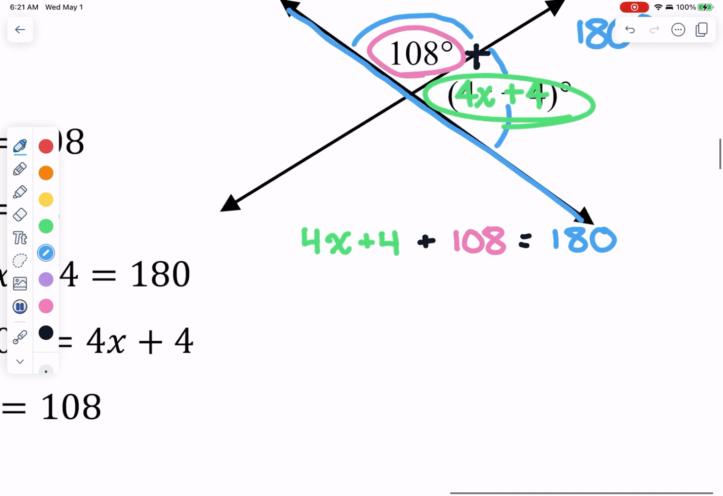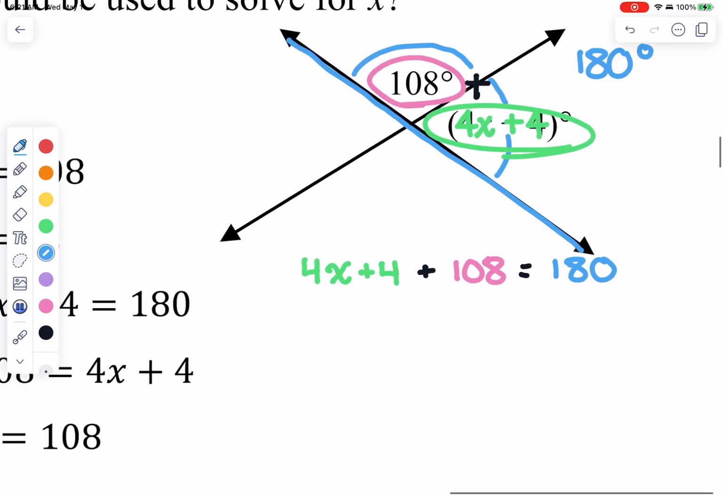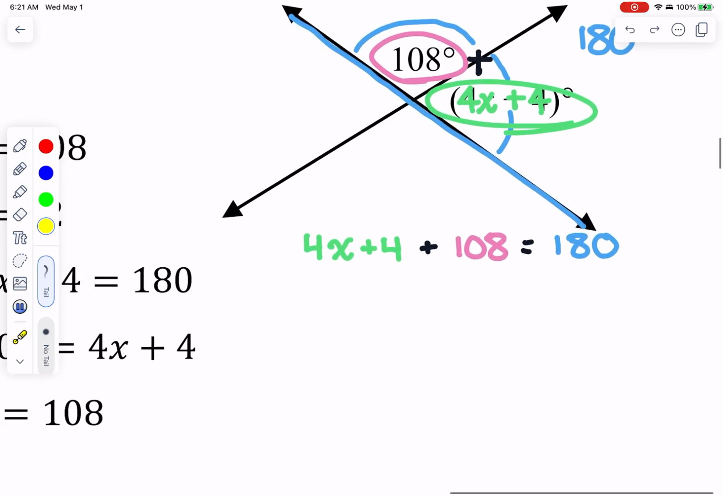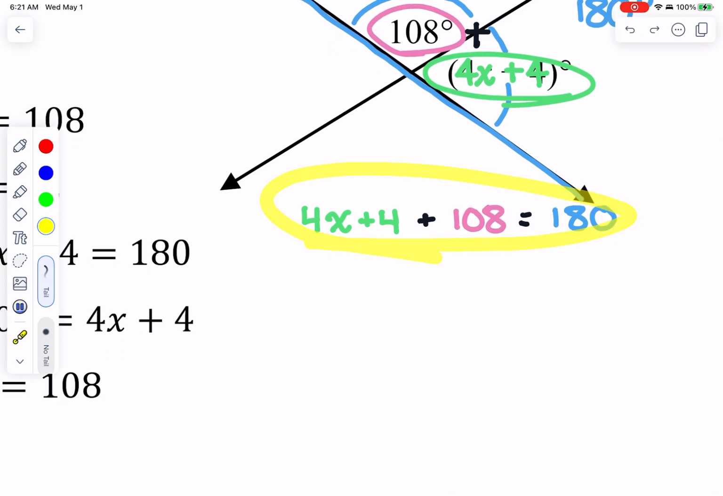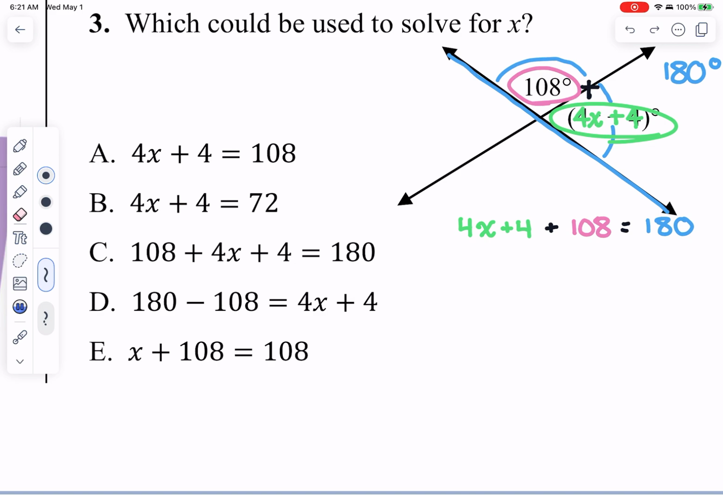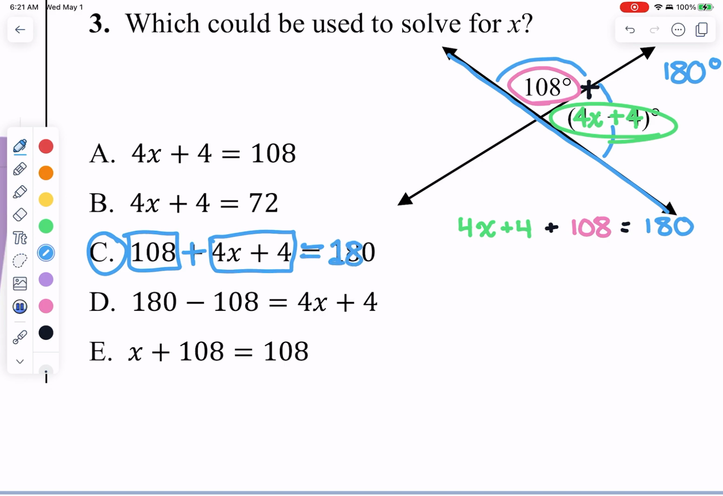All right, one more time. This angle plus this angle, together they make up this straight line, which means that they add up: 108 plus 4x plus 4 equals 180. That's what we have down here for our equation. Right off the bat, I know that C is correct because it has 108, which was the first angle, plus 4x plus 4, the second angle, equals 180. They're supplementary, so I know that one is correct.